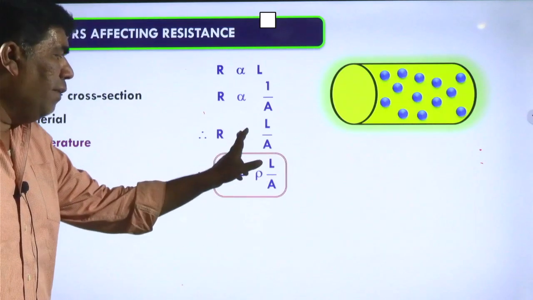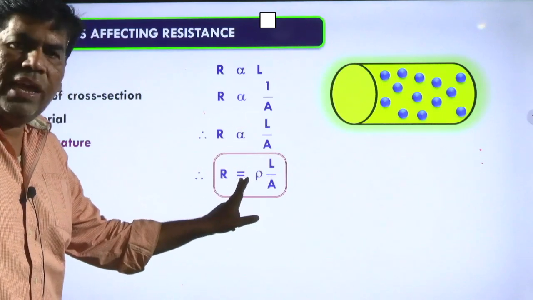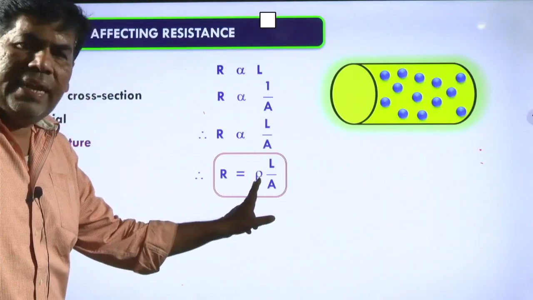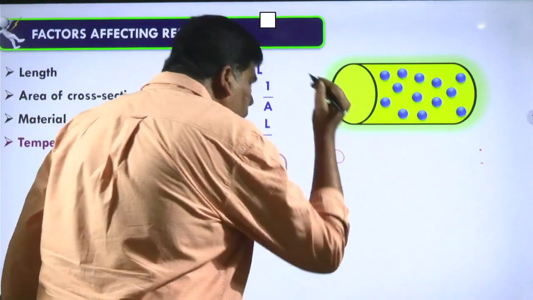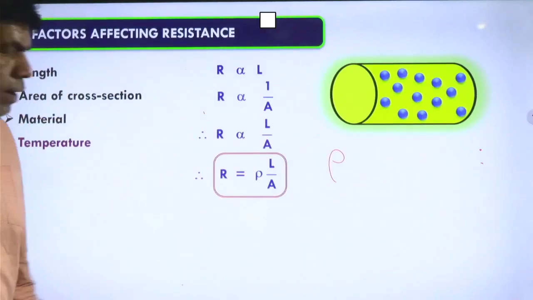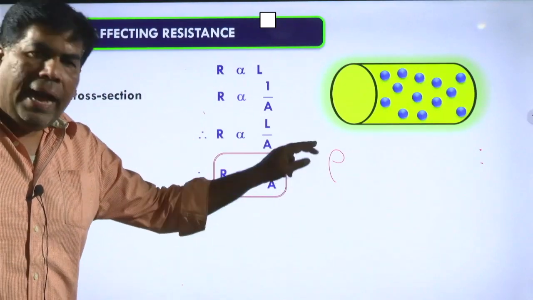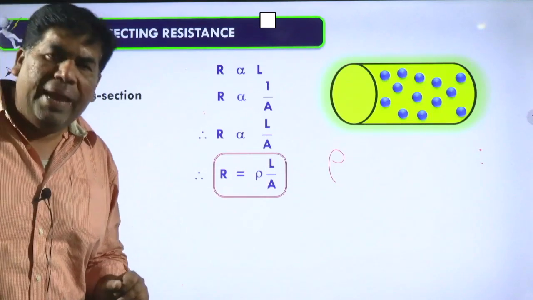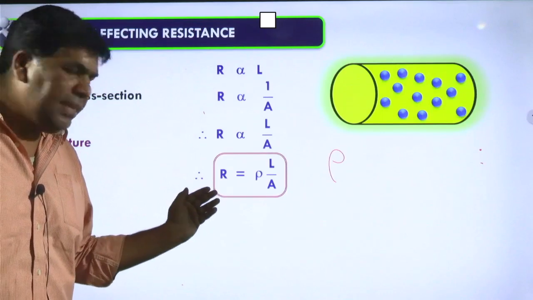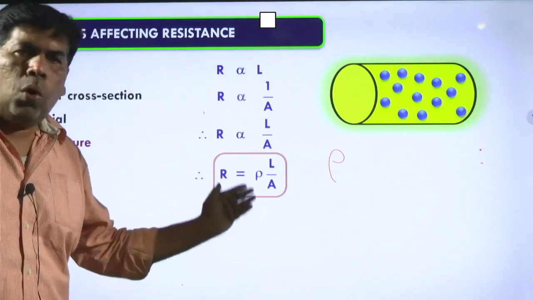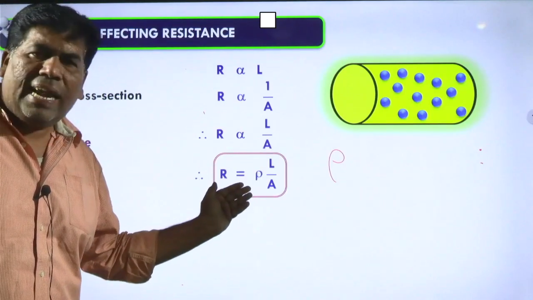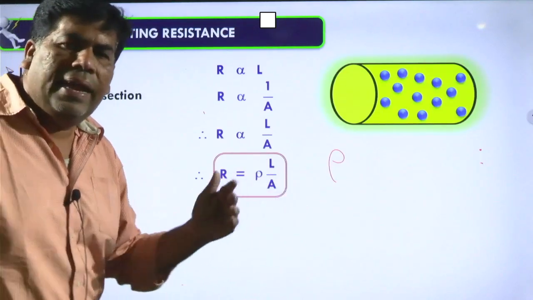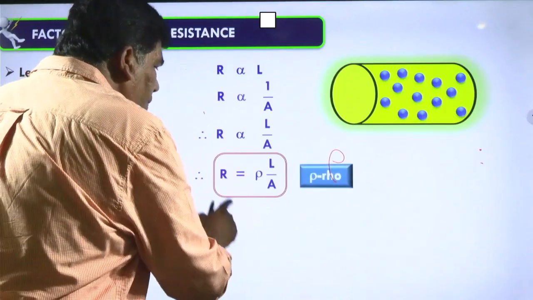If you change the proportionality into equality, then we get one constant. Here the constant is denoted by the symbol rho, which is called resistivity, and it depends on the material by which the conductor is made. So the formula for resistance is R equal to rho L by A, where rho stands for resistivity, L stands for length of the conductor, A stands for area of cross section of the conductor.